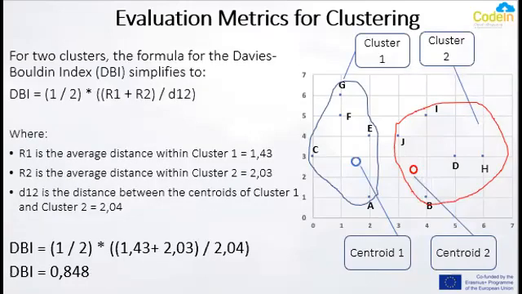Picture two clusters competing in a thrilling dance competition. Cluster 1 showcases their moves with an average distance of 1.43, while Cluster 2 dazzles the audience with an average distance of 2.03. The distance between their center stages is 2.04. We crunch the numbers using the DBI formula and arrive at a score of 0.848. That indicates a remarkable balance between the clusters, suggesting a high-quality dance battle where each group brings its unique style to the floor.